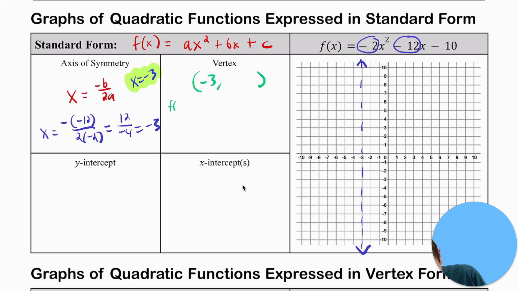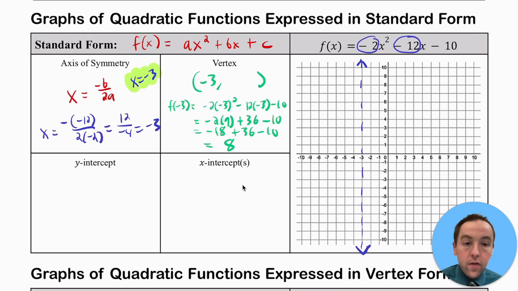So if we did f of negative 3, we could do negative 2 times negative 3 squared minus 12 times negative 3 minus 10. So you'll get negative 2 times positive 9, because that's negative 3 squared. That'll be plus 36, because it's a negative times a negative, and then minus 10. So basically, you just got to figure out negative 18 plus 36 minus 10. It'll end up giving you an answer of positive 8. So therefore, negative 3, 8, that point right there will be where the vertex is located for this particular parabola.